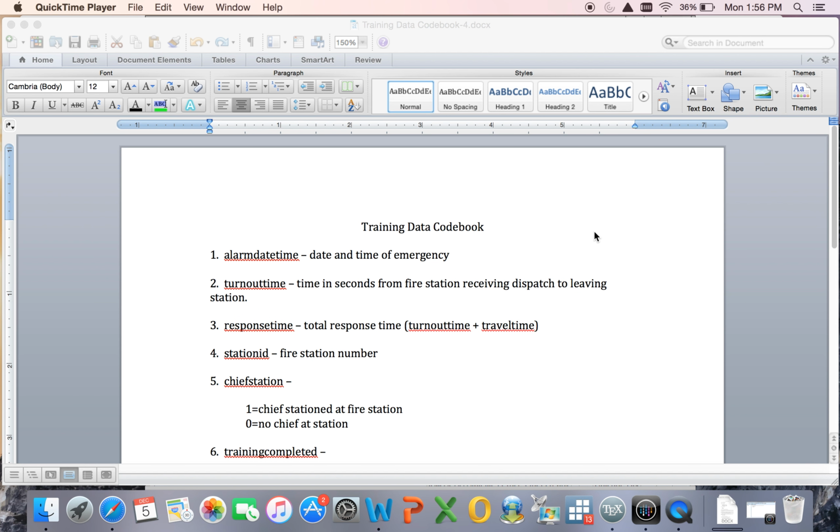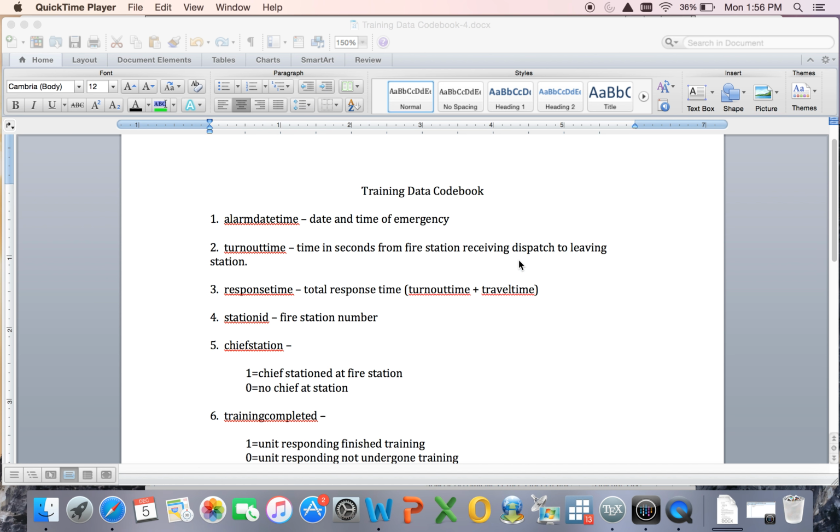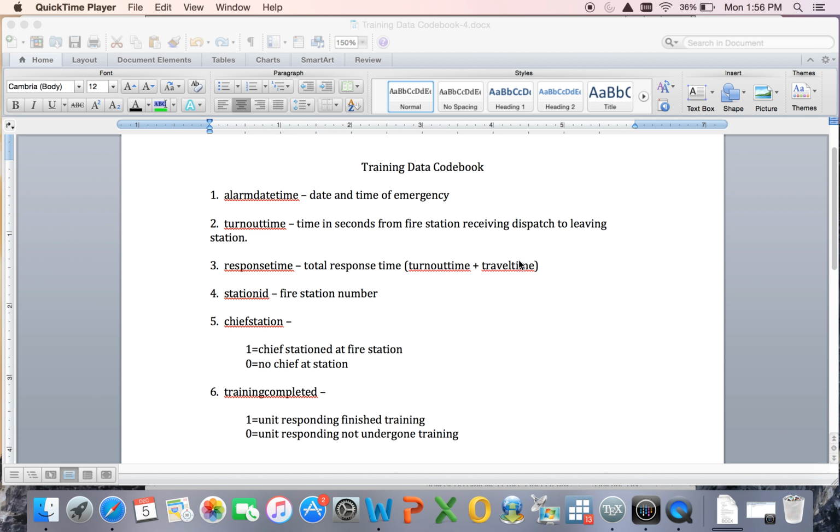This video will show you how to interpret dummy variables in a regression model. If you want to follow along, open up the training data codebook and the training data set that are located in the databases, datasets and codebooks tab of Blackboard. This is kind of a limited data set, but just to show you how to interpret dummy variables, I've kept it very small.